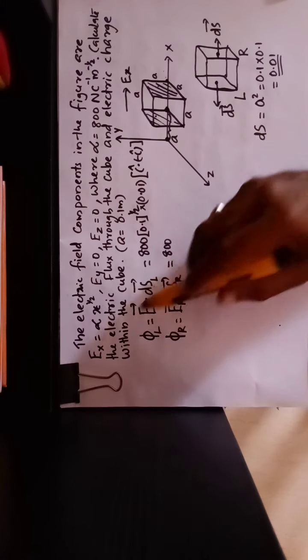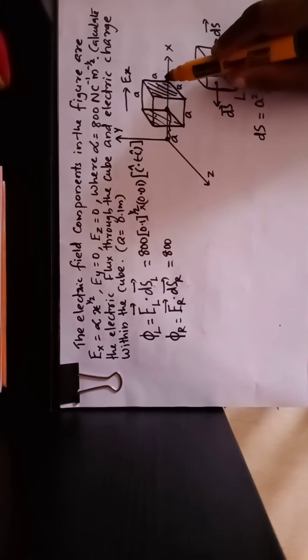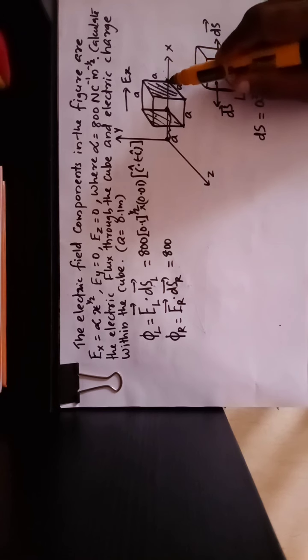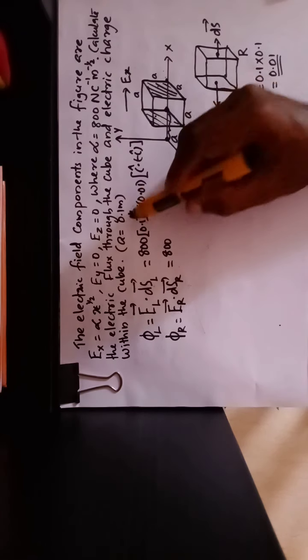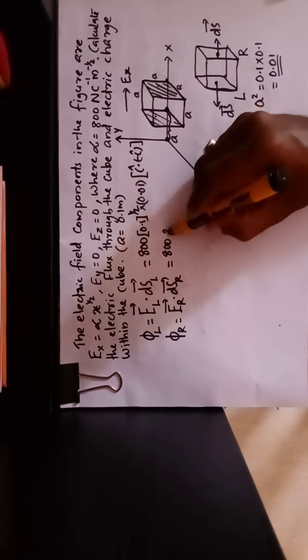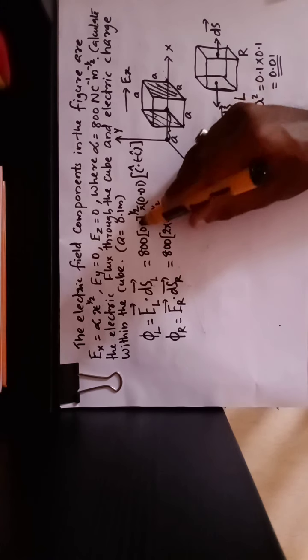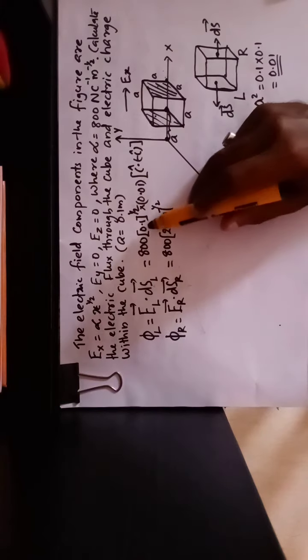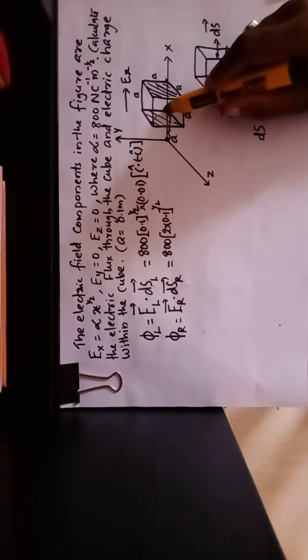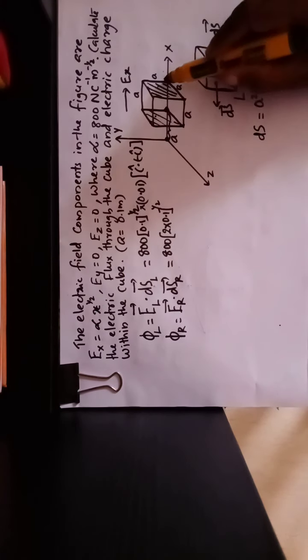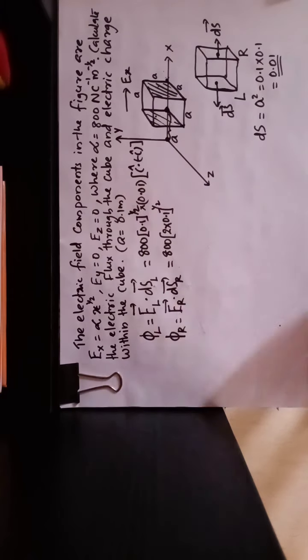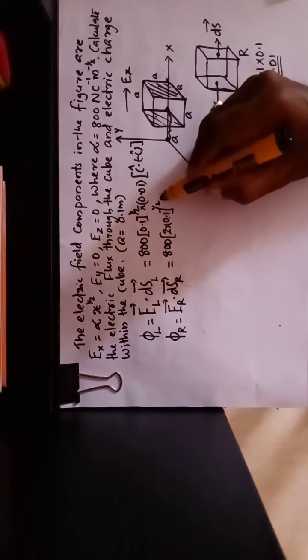So what will be electric field? 800 into, this is alpha. What is x? For this face, x is equal to 2a. 2a means, a means 0.1, so we will write 2 into 0.1 raised to 1 by 2. This is the difference between these two equations. Here only 0.1 because the surface is at a distance a from the origin. Here the surface is at a distance 2a, a plus a, from the origin. So 2 into 0.1 raised to 1 by 2.